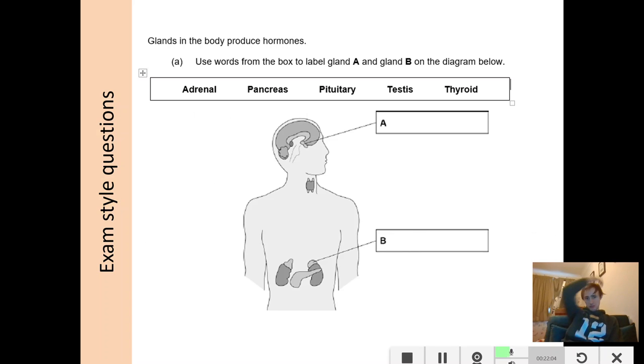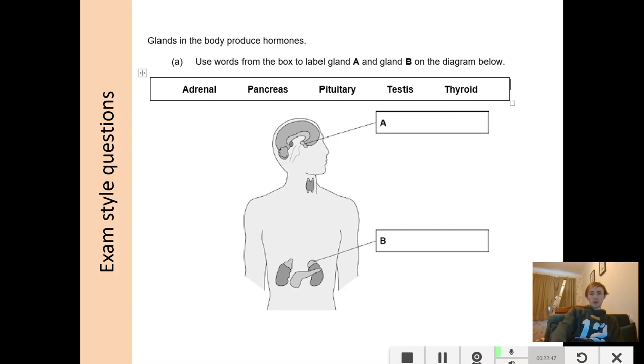Here's a real exam question. Nice and easy, I would say. Have a glance at that. Decide what A and B are. Now, I would argue that A is not really pointing to the right bit, but the only one that makes sense, well, the adrenals don't, because the adrenals we know are on top of the kidneys. The pancreas doesn't make sense, because it's definitely not in your head. The testis, I think we all know the testicles are not in your head, and the thyroid is the one in your throat. So the only one that's anywhere near that is the pituitary. A is the pituitary. B, it's sat on top of the kidneys. That is the adrenal gland.